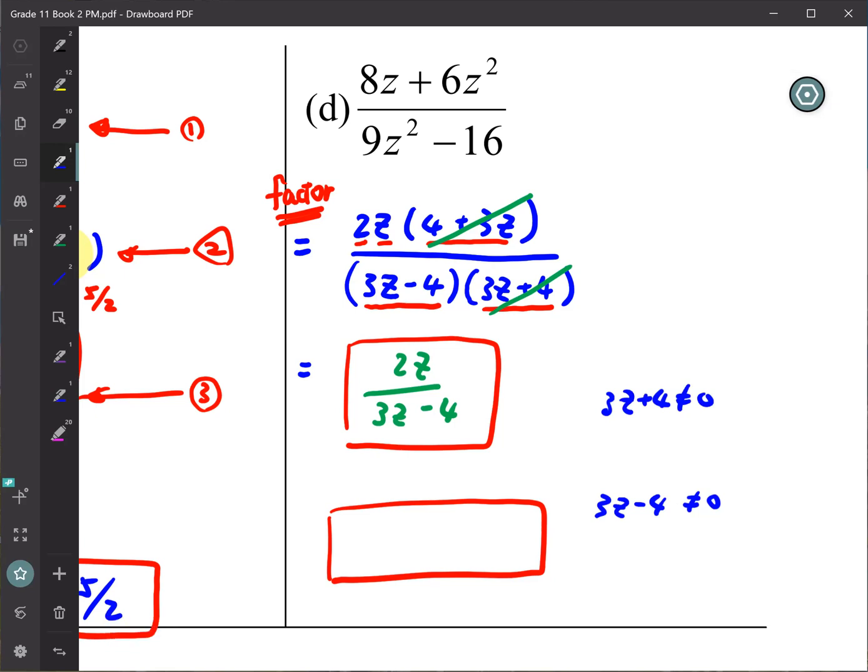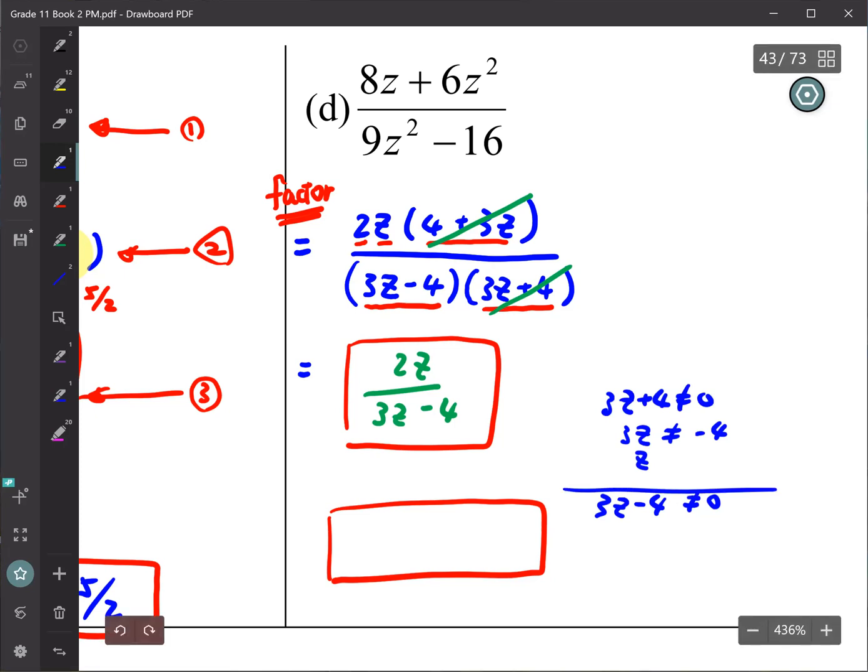Oh, not yet, not yet. You need to move the 4 over first. So then it would be 3z cannot equal to negative 4. And then it'd be 3 under the z on the bottom. So then z equals negative 4 over 3. Cannot equal. And then the second part?